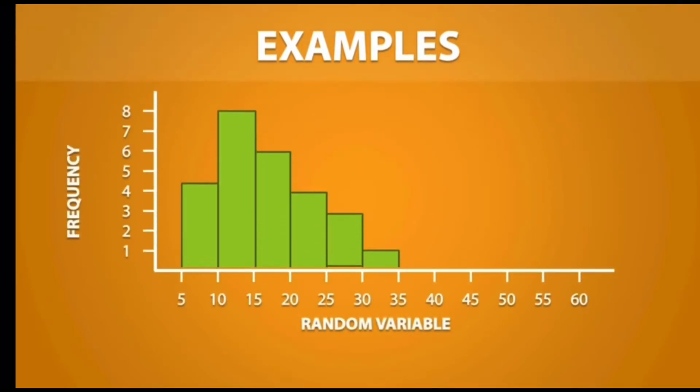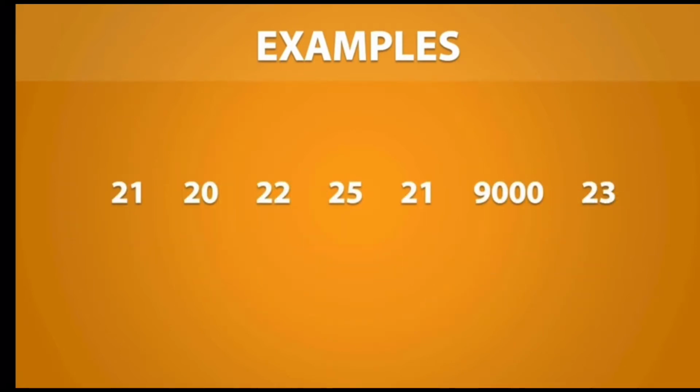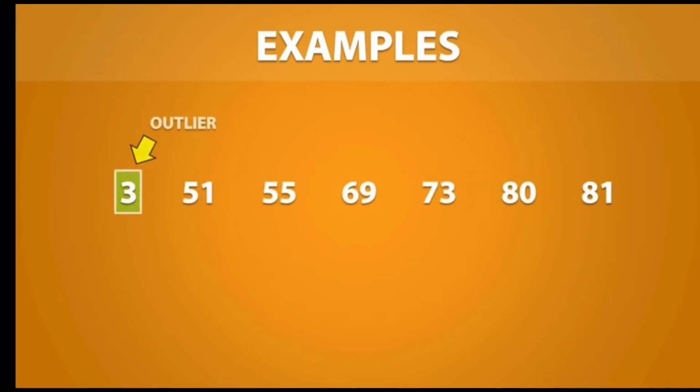So if I had a histogram that looks like this, we can see that this point is numerically distant from the dataset. Because of this, the data value can be classified as an outlier. Now in this dataset, we see that the number 9000 is significantly larger than all of the other data points, so this data value can be classified as an outlier. And in this dataset, the outlier is the number 3 because it is significantly smaller than all of the other data points. In other words, it is numerically distant from the entire dataset.